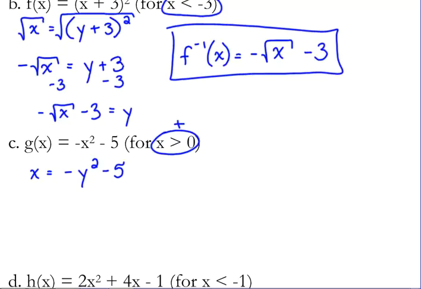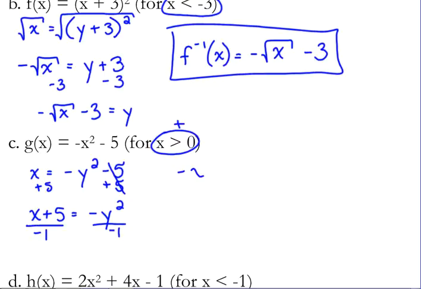What do we need to do first on this one? Add 5. Okay, we cannot take the square root until that y squared is by itself. So we're going to add 5 first. x plus 5 is equal to negative y squared. We cannot take the square root yet because y squared is not by itself. We've got to divide by negative 1.